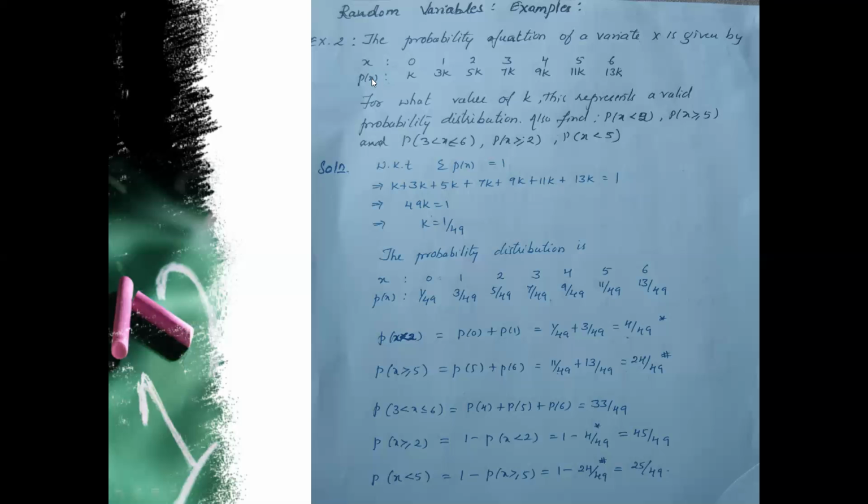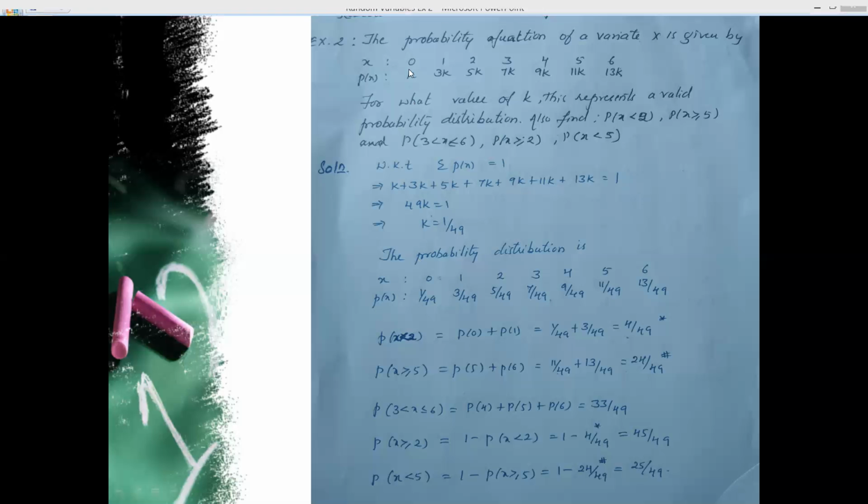You can see that it is a discrete probability distribution because the values given are countable, 0 to 6. Only 7 values are given to us, so it's a discrete probability distribution. So consider the condition that the sum of all the probabilities will always be equal to 1. Therefore we add all the probabilities k, 3k, 5k, 7k, 9k, 11k and 13k, and its sum should be equal to 1. That's the condition for this distribution to represent a probability distribution. Now the sum is 49k, so 49k is 1, so we get k equal to 1 by 49.